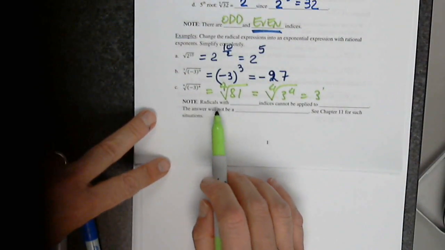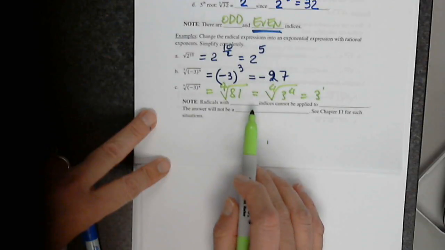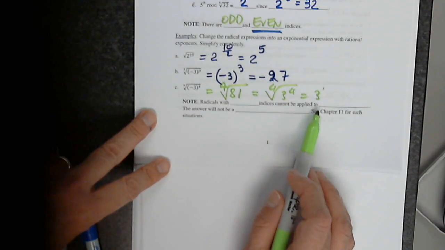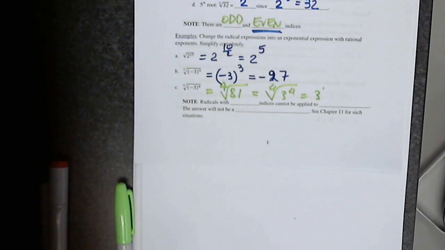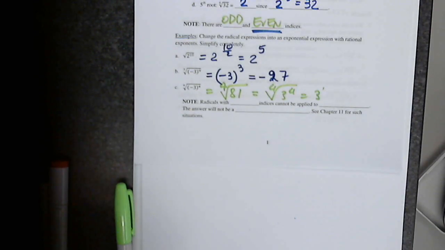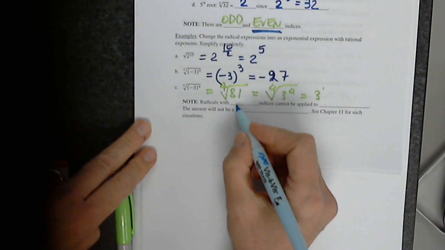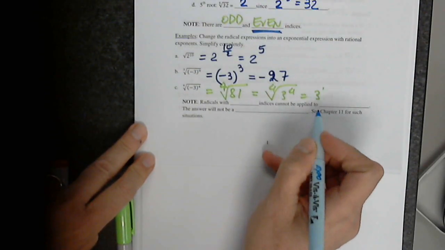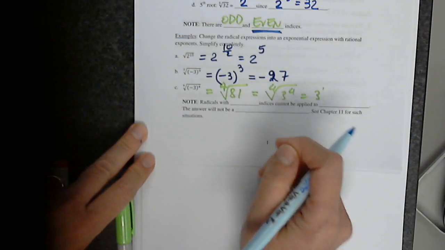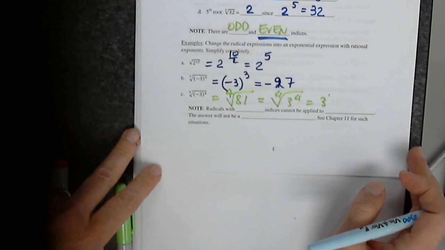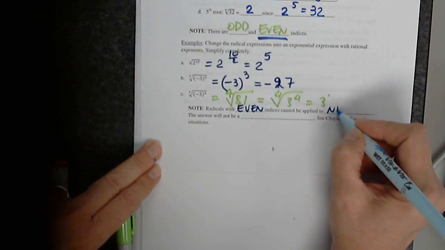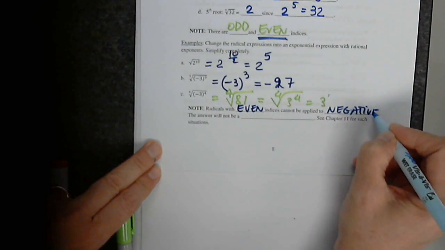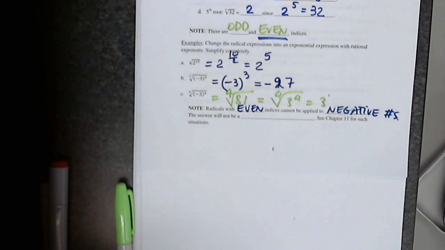Good. Radicals with even indices cannot be applied to negative numbers. So that's our first note here. Radicals with what type of indices? Cannot be applied to what type of numbers? Very good. Excellent. Please keep that in mind. The square root of negative 4 cannot be.